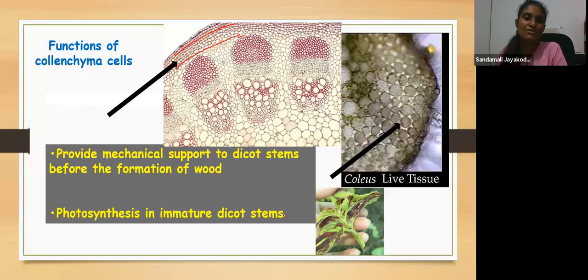And also, normally, in each and every small seedling of a dicot stem, the stem is green in color at the very young age. They are carrying out photosynthesis. Here you can see these collenchyma cells. This white color, these glass-like parts, they are the thickened corners of the collenchyma cells.